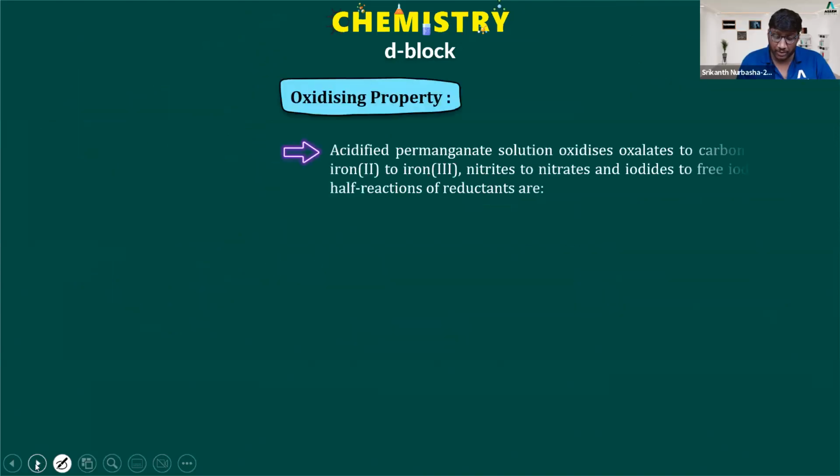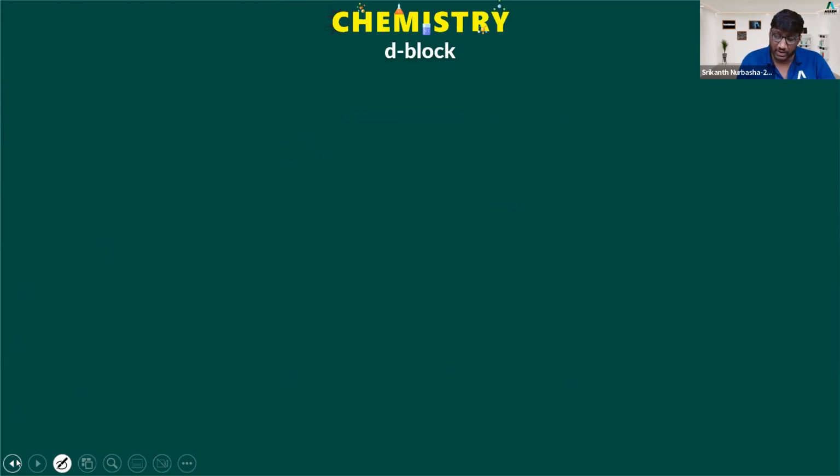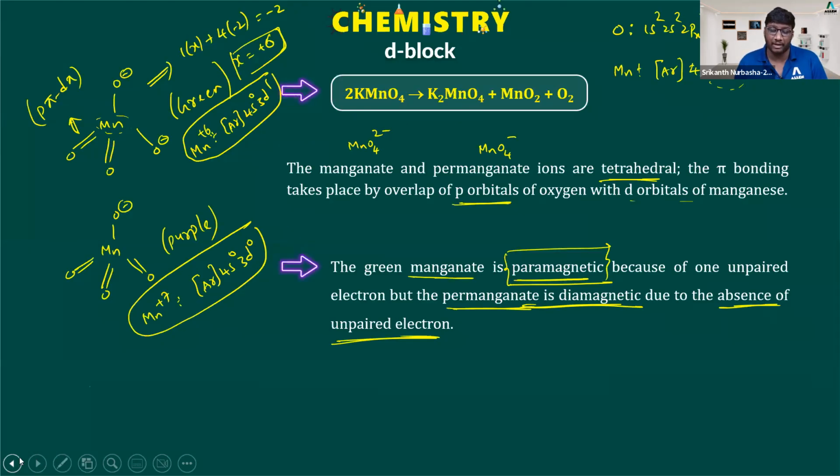And we have the oxidizing property as well. We will discuss the oxidizing properties in the next class, and along with that, the F block elements will be completed.